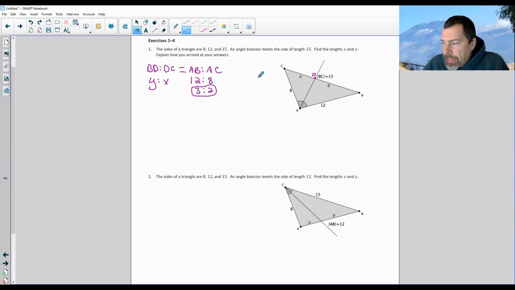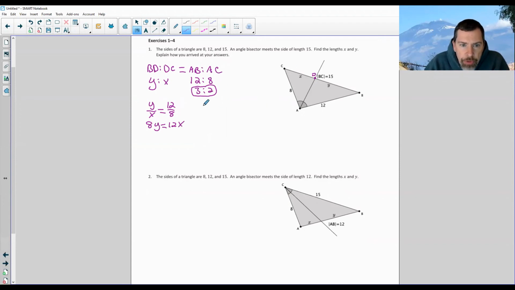So let's see, how could we do this? We could say X plus Y equals 15. Okay, so we're going to use algebra here. And Y is to X can be written as a fraction, Y over X equals 12 over 8. And when I cross multiply, I get 8Y equals 12X.